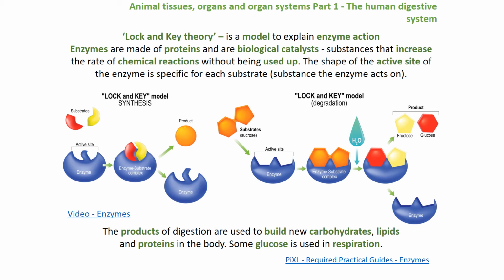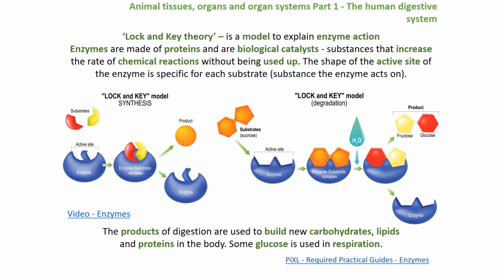In digestion, you've got degradation or breaking down. So you've got the substrate, such as sucrose, that fits together with a specific shaped enzyme and then is broken down into its products. Notice though on both diagrams that at the end of it, the enzyme is unchanged. So that enzyme can go on and break down or build up something else.